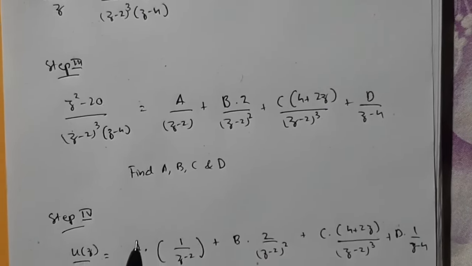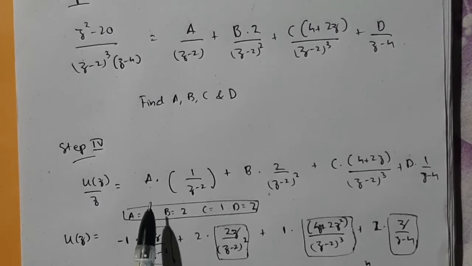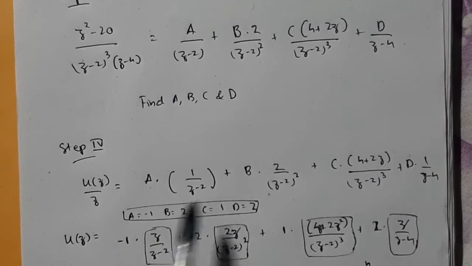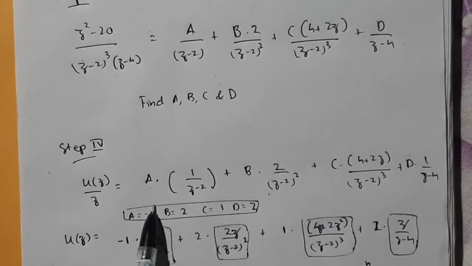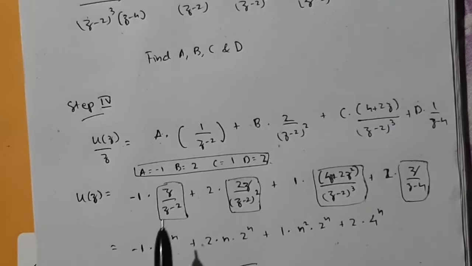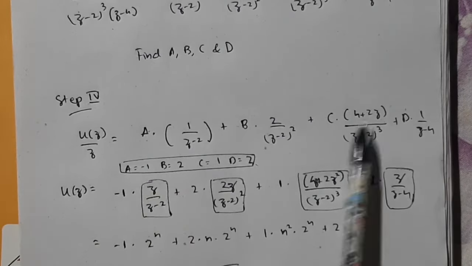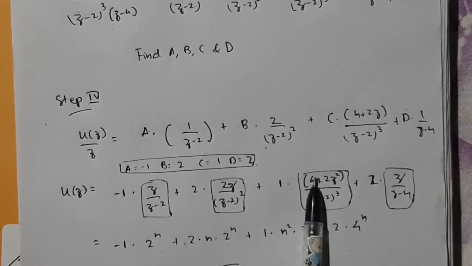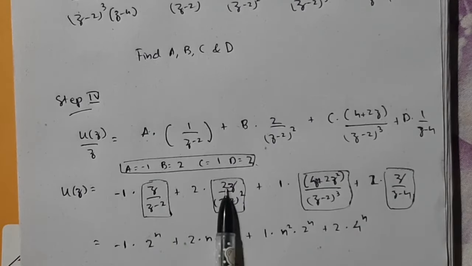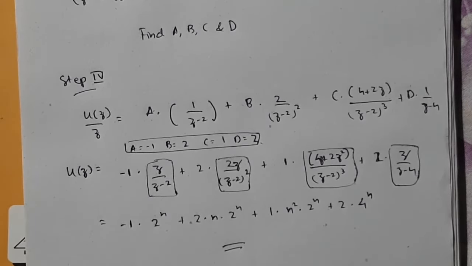Okay, so after finding A, B, C, D, step 4, u of z by z, and we'll have your A, B, C, D values. We have found the values of a, b, c, d. We'll substitute them in these places, and after substituting we'll see this one, u of z by z was here. We'll multiply this in the numerator here, so we'll have these things separately, and we'll find the z transform of each of these by using the formulas. By using the formulas we'll get this respectively, and this is the final answer for the z inverse.